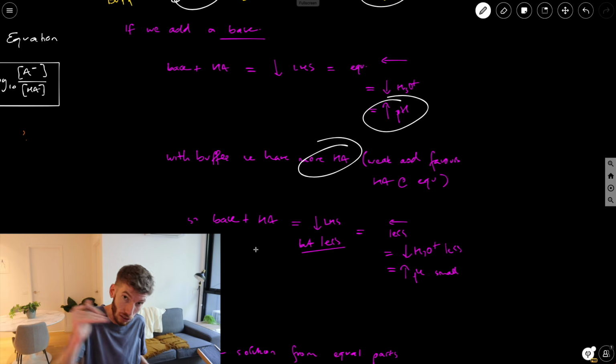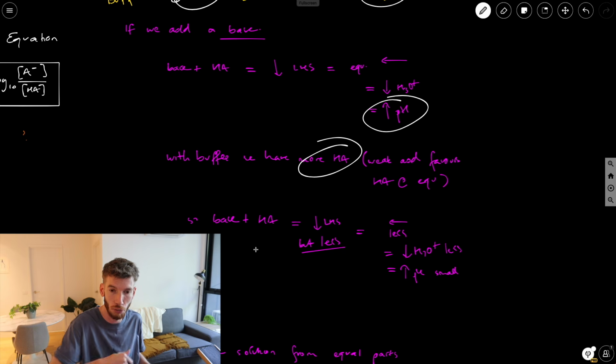So you will get a re-establishment of equilibrium, and you will get a loss of H3O plus, and therefore an increase in pH. But because it's relatively smaller, because you've got a big stockpile of acid from your buffer, it means that the pH is not going to have to shift as much overall. You'll be able to retain a fair chunk of acid and retain that pH level.